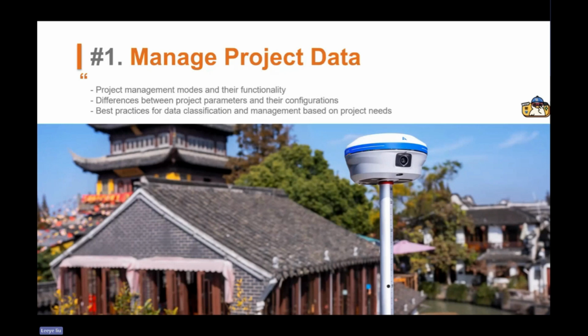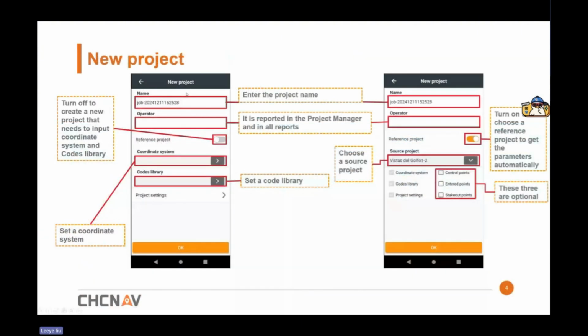In this part, we will introduce project management modes and their functionality, the differences between project parameters and their configurations, and the best practice for data classification and management based on project needs. The first one is to create a new project. To create a new project, the first thing is to give it a name. We can enter the name into the project name field here.